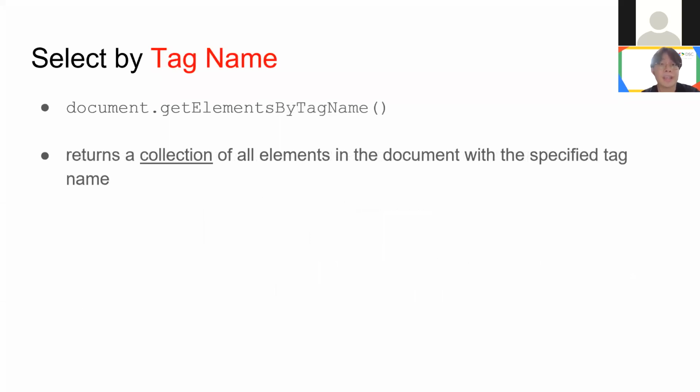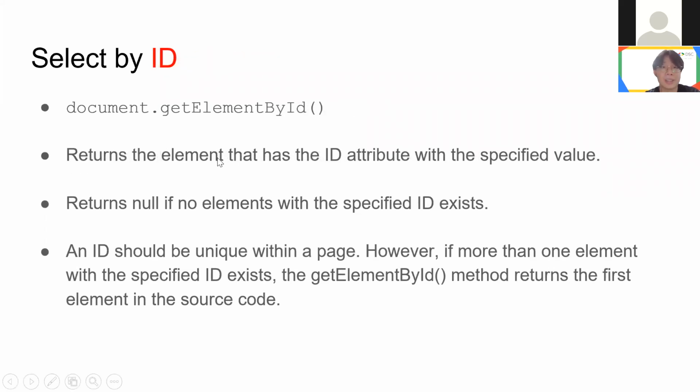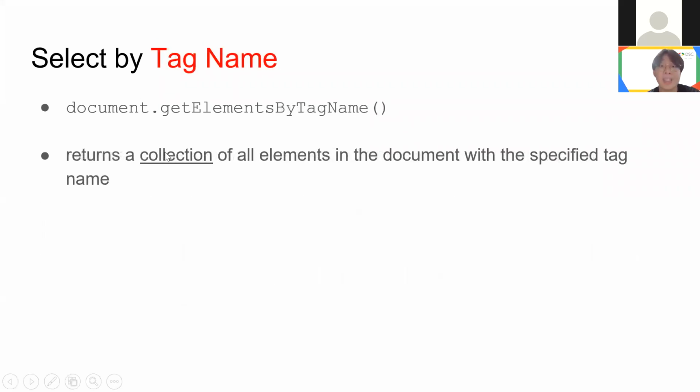Secondly, we have select by tag names. Tag names are basically just like h1, p tag, div tags, or a tags and code tags. And do note that this returns a collection of all elements. So previously by ID, it only returns one element. In this case, it returns a list of all elements that match that tag. So if you select p tags, you select all of the p tags that are in the HTML itself.